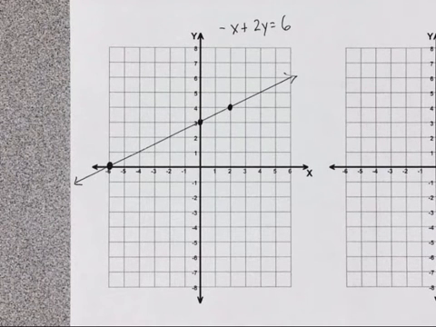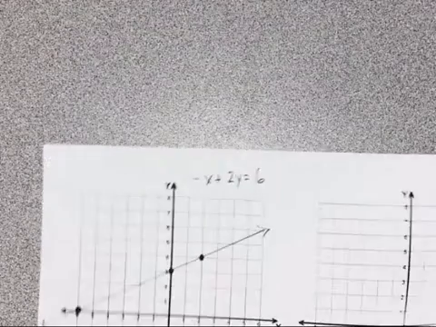So graphing with intercepts is actually really nice and easy, especially if you have this set up where x and y are both on the same side. It is also helpful that these coefficients divide into this constant on the other side evenly. That way we don't have any fractions. Alright, so let's take a look at another example.